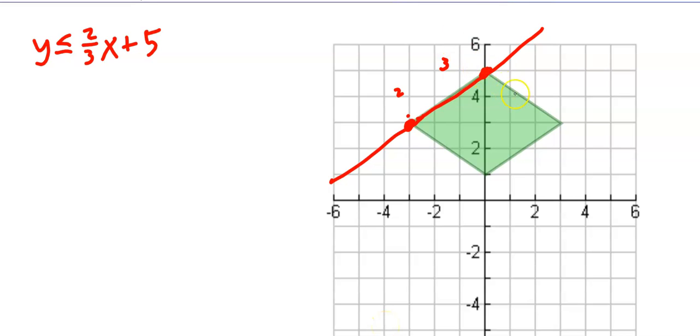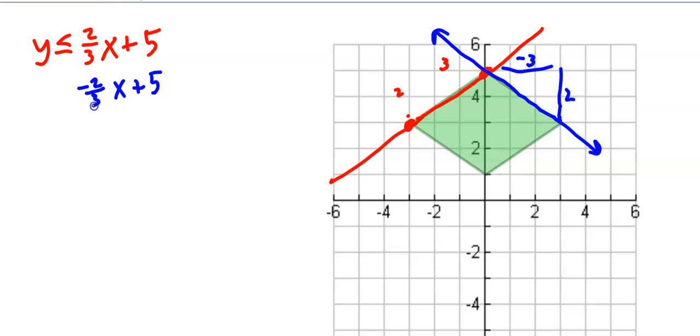Let's try this one. So the y-intercept again is 5, so we're going to have plus 5 there. The slope looks to be, if it goes up 2, that's positive. It goes left 3, so -3. So it looks to be rise over run, so -2/3. So almost like the other one, but it's negative. And we're shading below that one, so less than or equal to.